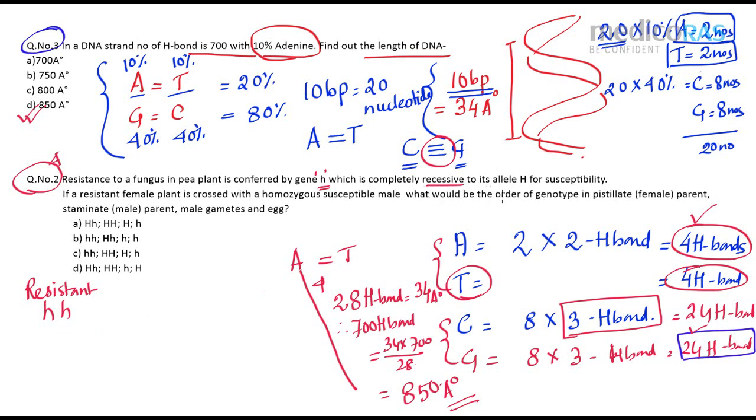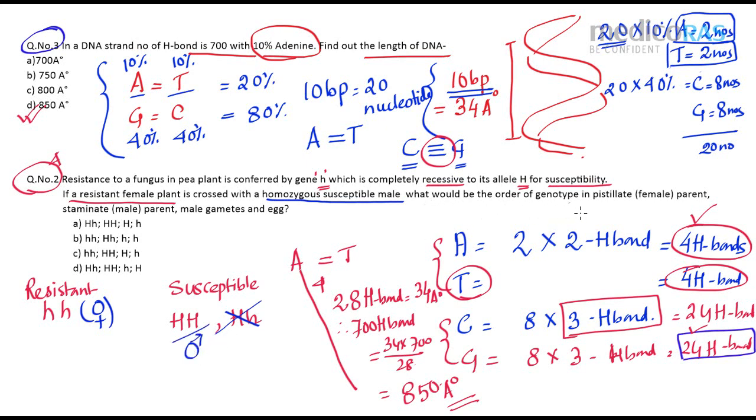Already they have mentioned its allele, and that is capital H for susceptibility. So if it is capital H, that means susceptible. For the susceptible gene, I may have two possibilities: this one, or this one. Then let's see the other portion of the question. If a resistant female, that means the female must be this one, right? So let me write here, the female is crossed with a homozygous susceptible male. So if it is homozygous, I couldn't consider this one, right? I have to consider this one, so it must be the male.